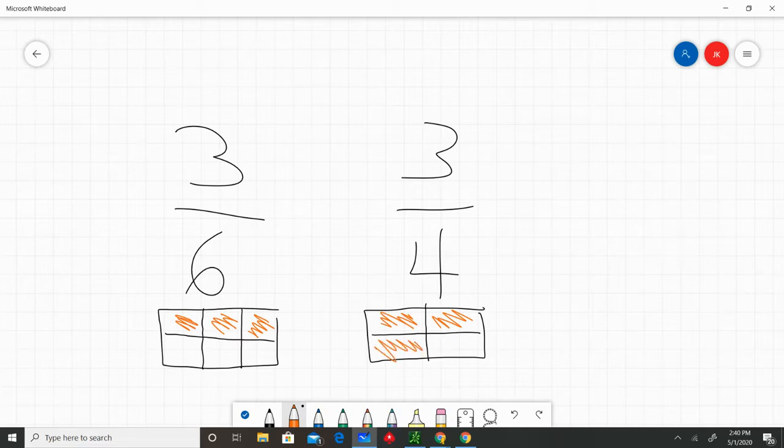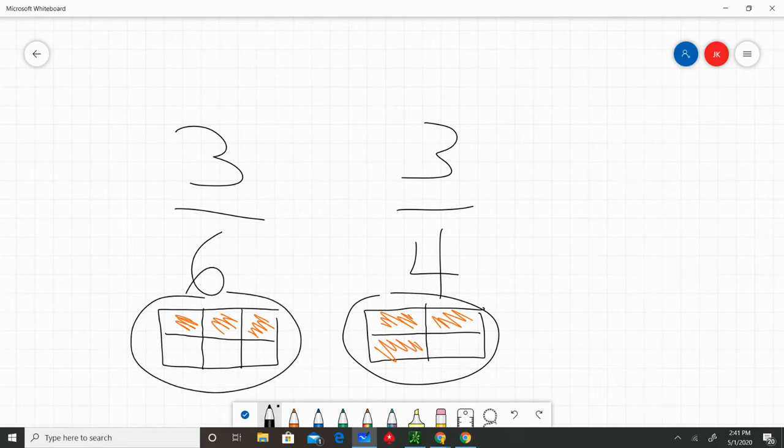And look at those two models, and you tell me, or think to yourself, which one has more shaded? Which fraction is showing a greater amount of space being shaded? Okay, hopefully you said 3/4. We could see that in 3/4 here, there's a larger section being shaded than 3/6. So this symbol would be 3/6 is smaller than 3/4.